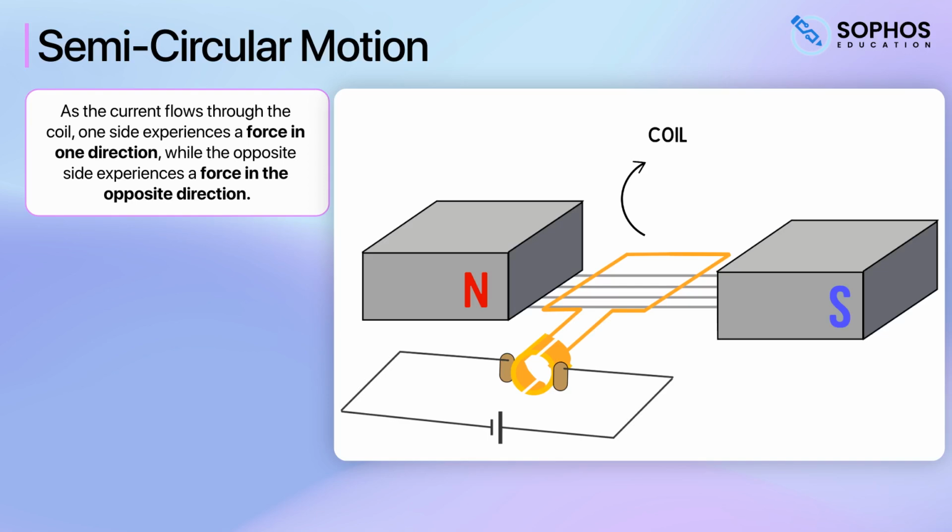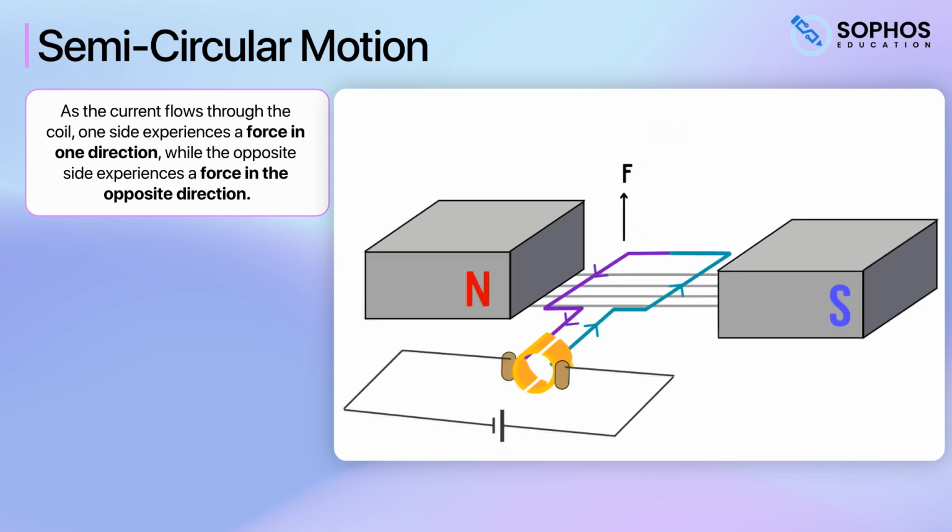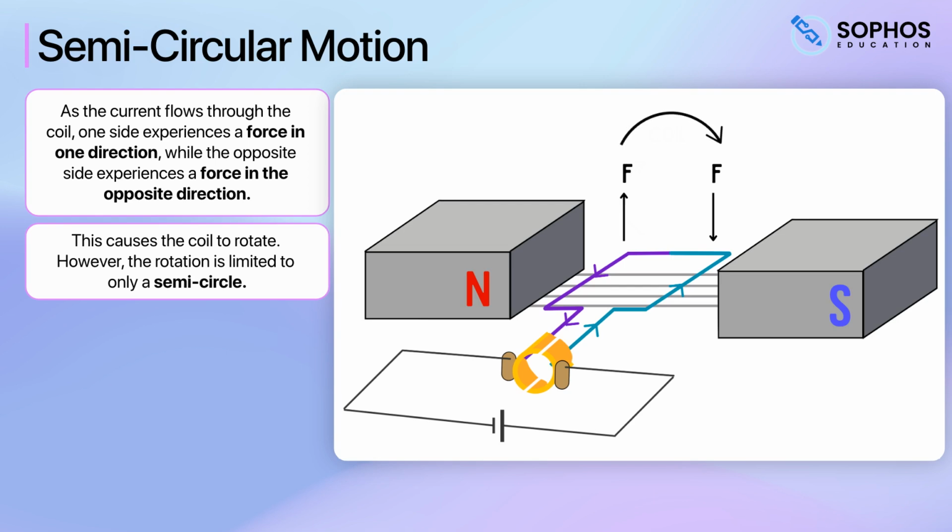The relationship between the current carrying coil and the magnetic field leads to the motor effect, where forces are exerted on the coil. As the current flows through the coil, one side experiences a force in one direction, while the opposite side experiences a force in the opposite direction. This causes the coil to rotate. However, the rotation is limited to only a semicircle.